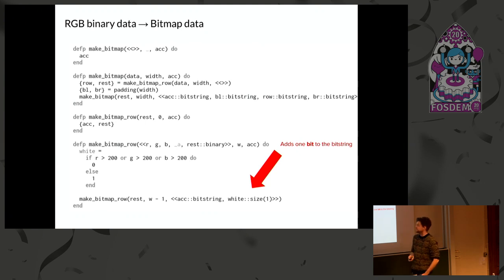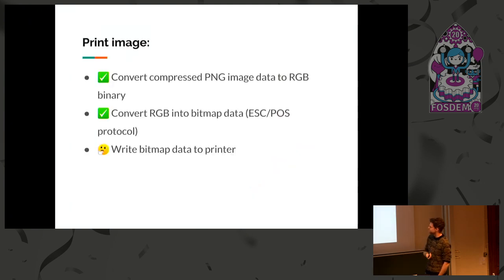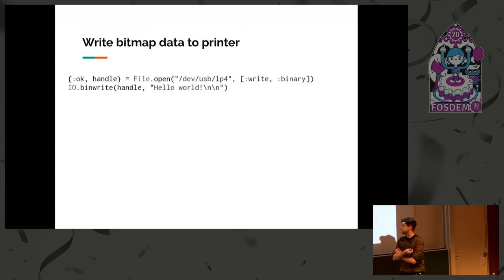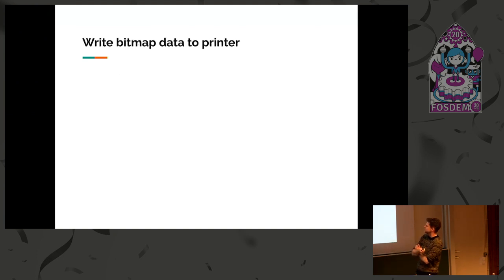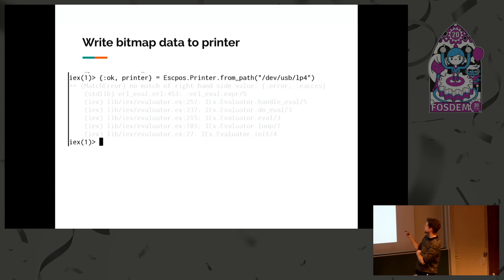So now I have this nice chunk of data. But I still need to print it to the printer. It was fairly easy, right? Because we had this nice LP device. But it turns out we cannot really use it. On Nerves, you don't have these LP devices, because there's no printer driver running. And that was actually quite a problem.